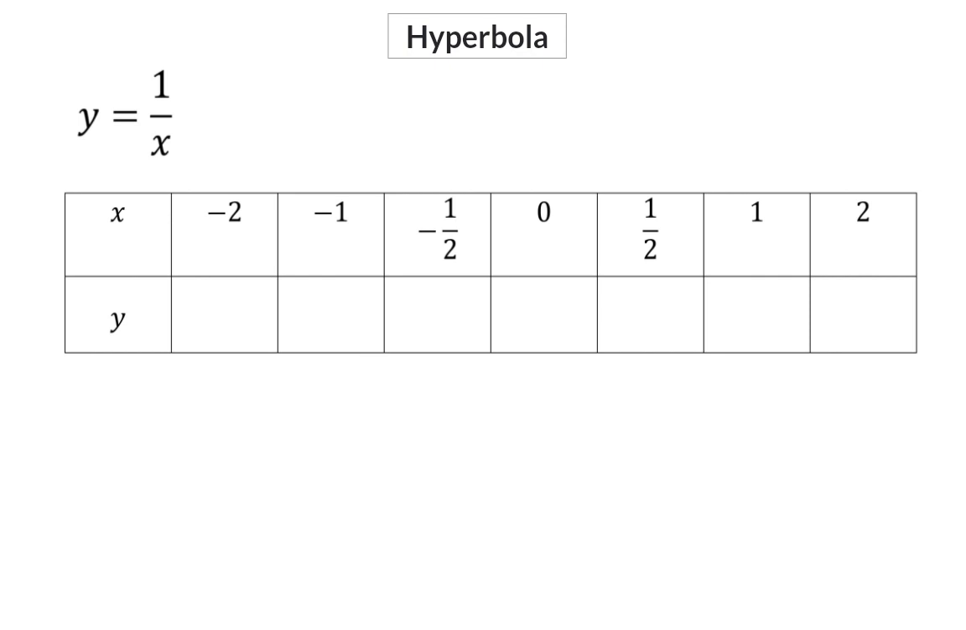If I start by substituting x with minus 2, I will get a y value of minus a half. Next, I will get minus 1 and then minus 2. For the positive x values, we'll have 2, 1 and a half. If I substitute the x value with a 0, you will see that we get a value that is undefined. This means that there is no coordinate on this graph where the x value is 0.